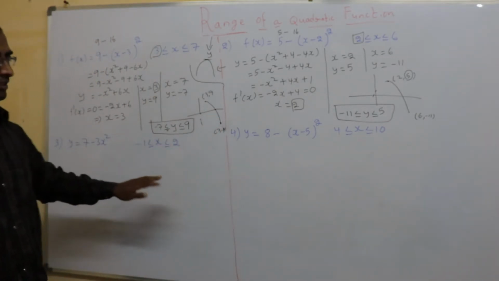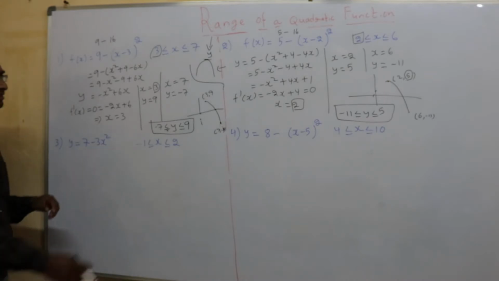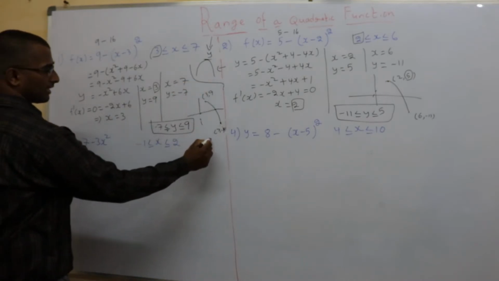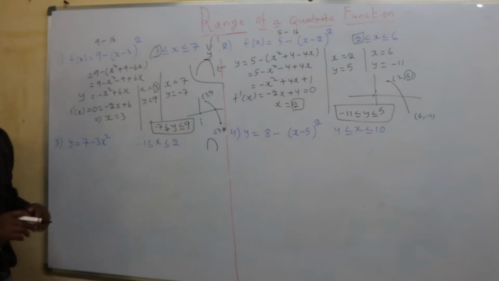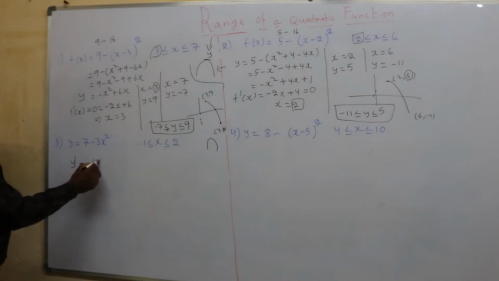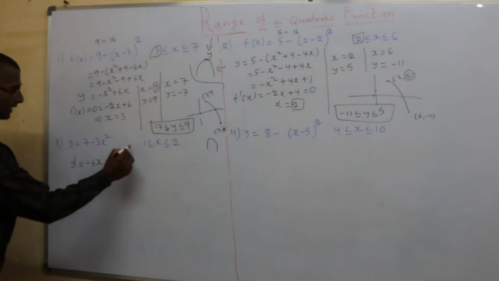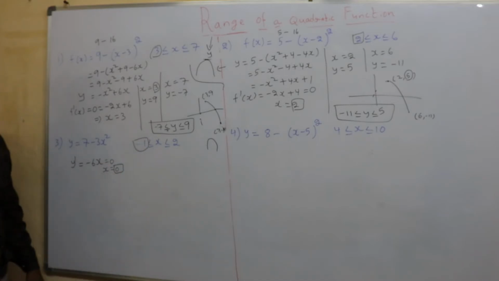Now look at this one. y equal to 7 minus 3x square. Again, before x square it's a negative sign, so this type of a graph I get. Let's find the turning point now. So y dash or f dash x, same thing, minus 6x equal to 0, that implies x equal to 0. Now you see, x value here and here are not same.